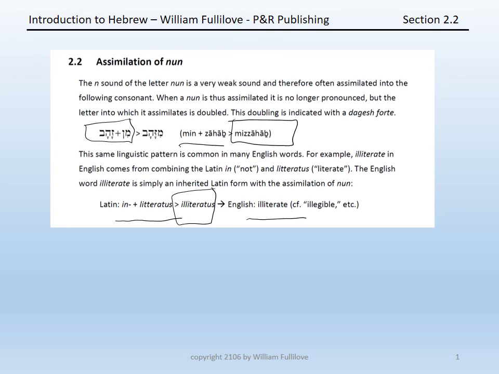In Hebrew, when a noon is assimilated, the following consonant is doubled and given a dagesh forte to indicate the doubling. So min plus zahav will be written and spoken as mizahav with a dagesh forte showing you where the noon had been and then assimilated into the following consonant.